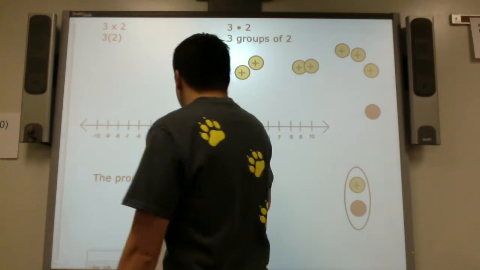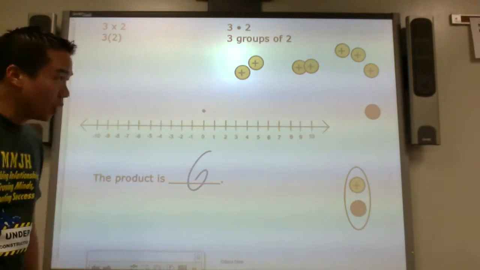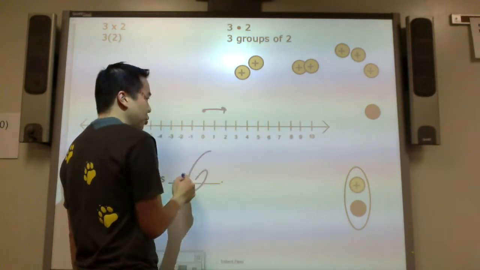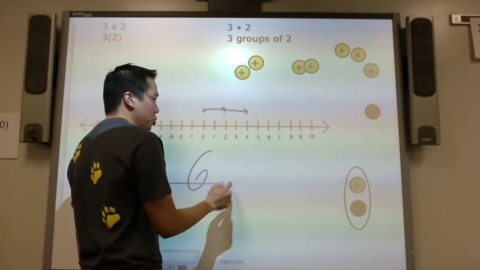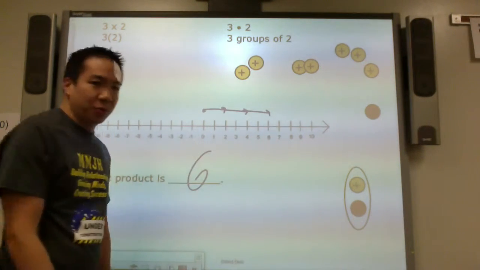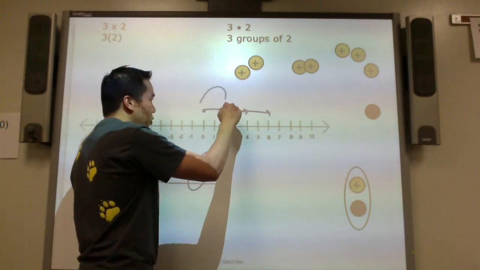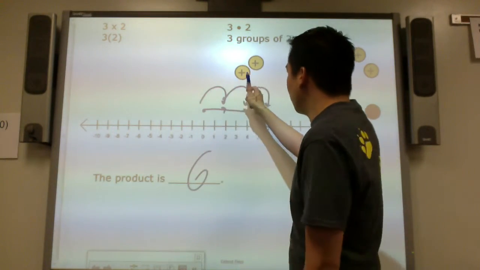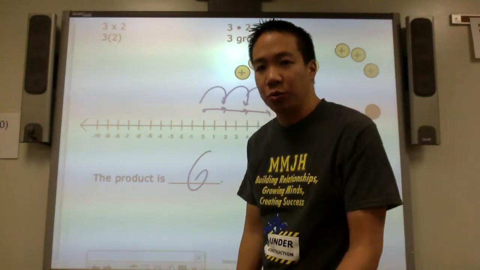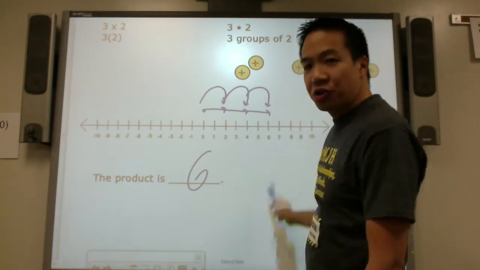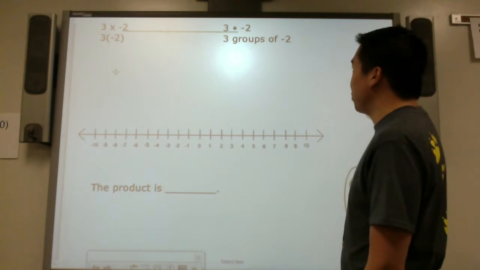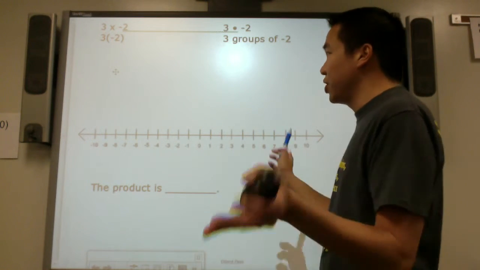Again, you always start at 0. So it says 3 groups of 2. Well, here's one group of 2. Here's a second group of 2. Here's a third group of 2. If you want to, draw the little humps. That's how you model. So you're skip counting by 2. 2, 4, 6.